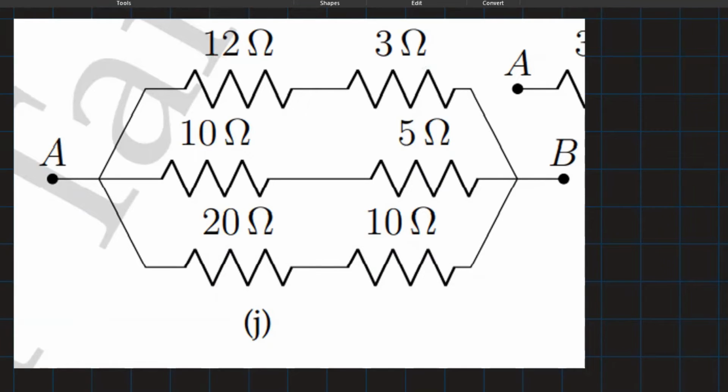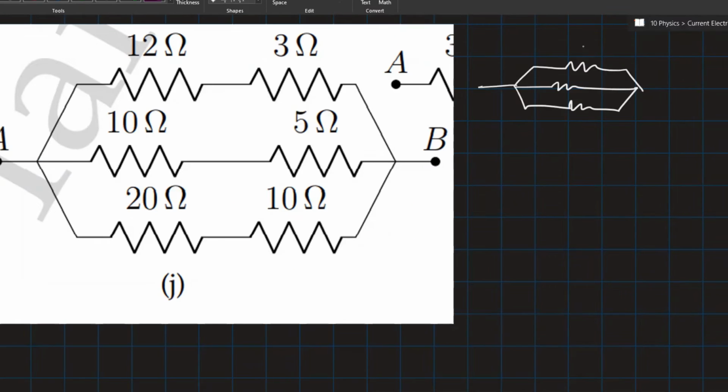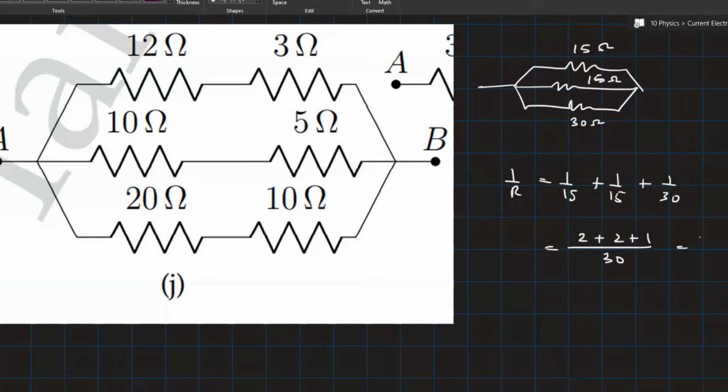12 and 3 are in series, 5 and 10 are in series, 10 and 20 are in series. So therefore, you have 12 plus 3, that is 15 ohms. This is 15 ohms, and this will be 30 ohm. So the resultant will be 1 by 15, 1 by 15, and 1 by 30. LCM is 30. So this will be 5 by 30, and you get 6 ohm as your answer.